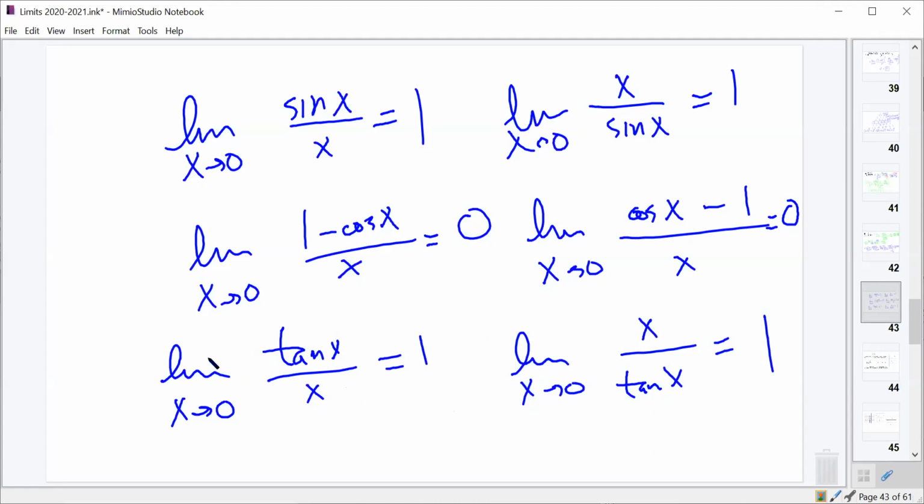Okay, yeah, so the limit as x approaches 0 of tangent x over x equals 1, and the limit as x approaches 0 of x over tangent x equals 1. And those ones we can prove just by using the sine x over x ones if we wanted to, right? Because if you just throw a cosine into the denominator here, that becomes tangent x over x, and the cosine of 0 is just 1, so it doesn't affect it.